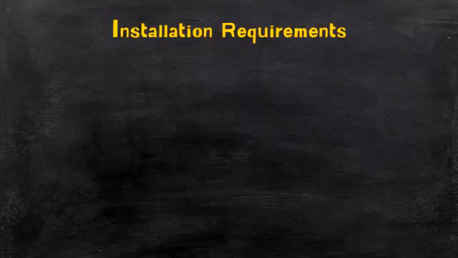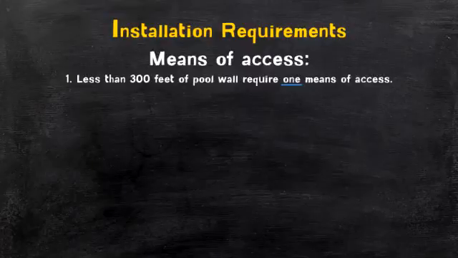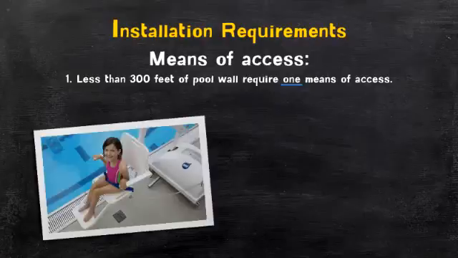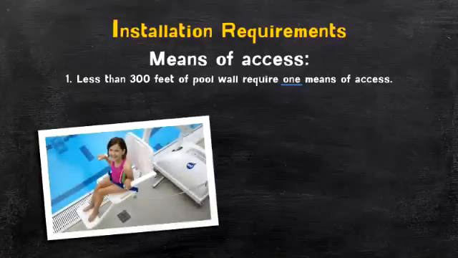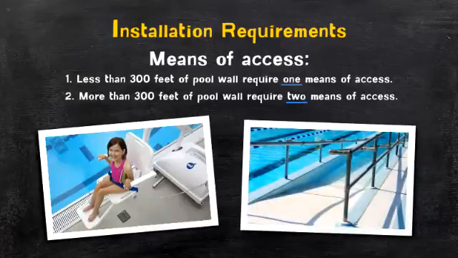These installation requirements have two parts. First is a scoping requirement that defines a pool's means of access requirements. Pools with less than 300 linear feet of pool wall are required to provide one means of access, and that means can be either a pool lift or a ramp. Larger pools, more than 300 linear feet, are required to provide two means of access.